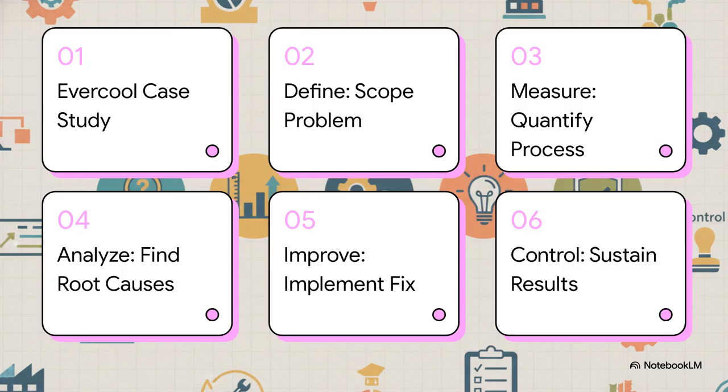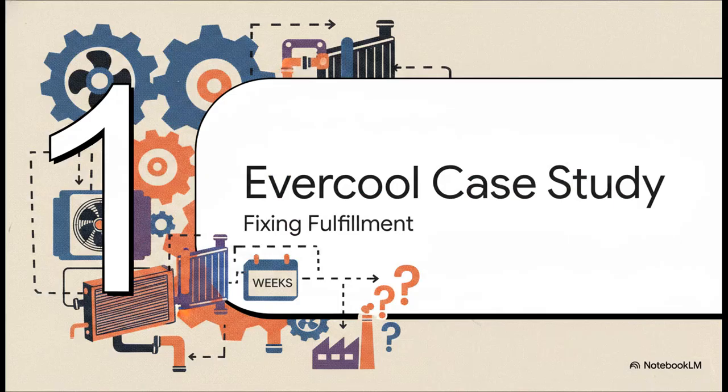To see exactly how this works in action, we're going to walk through 6 key steps today. First up, engineering the perfect process with the real-world case study. And then we'll hit the 5 phases: define, measure, analyze, improve, and finally, control. Let's get into it. Section 1. Engineering the perfect process, the Evercool case study.